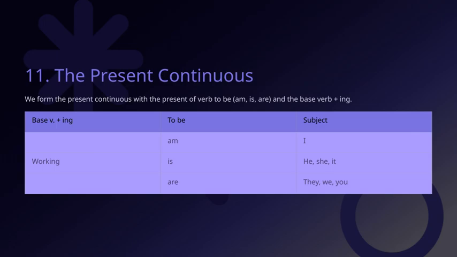This structure helps us describe actions that are happening right now or around this moment. Remember, the key points are the correct form of to be and the base verb plus ing. This tense is essential because it connects to the overall theme of expressing ongoing actions in English.